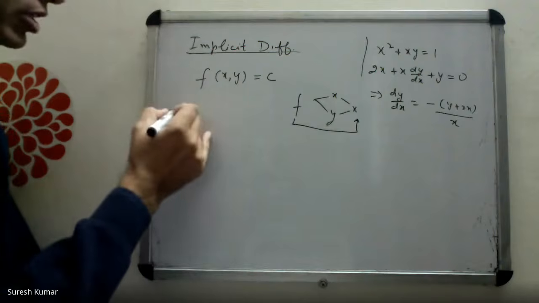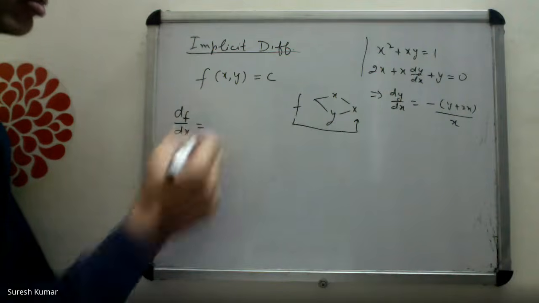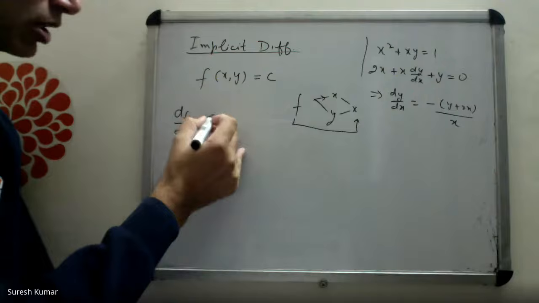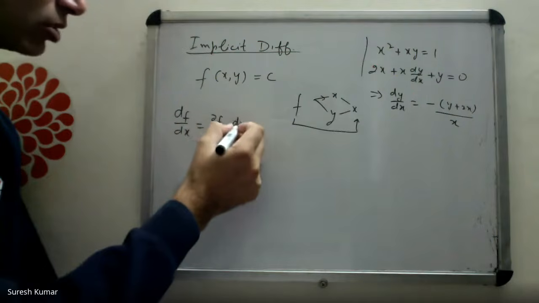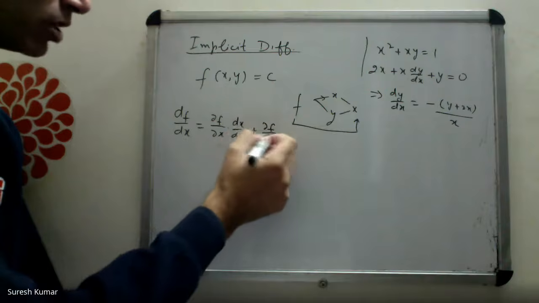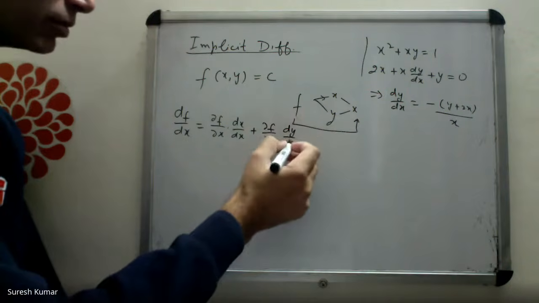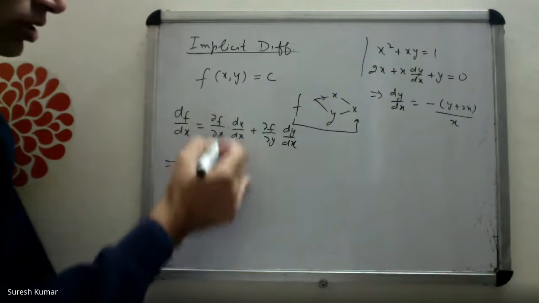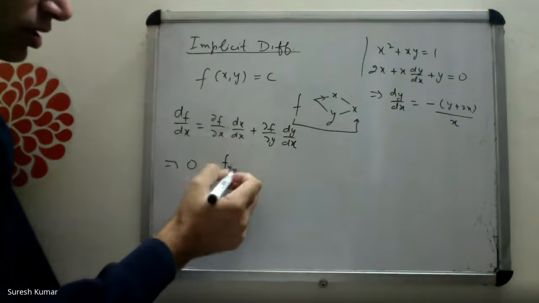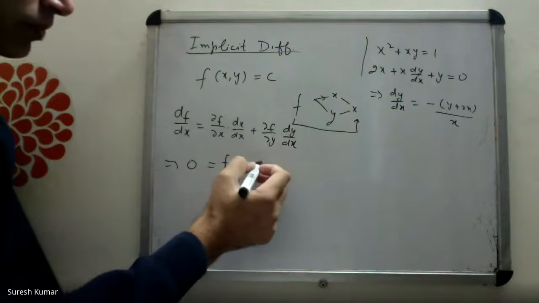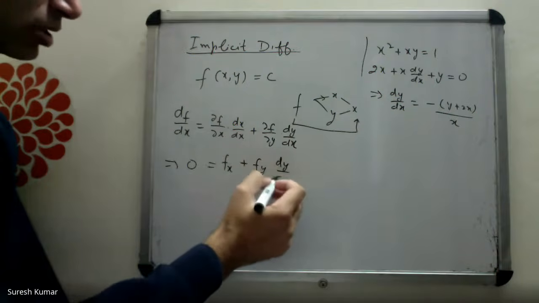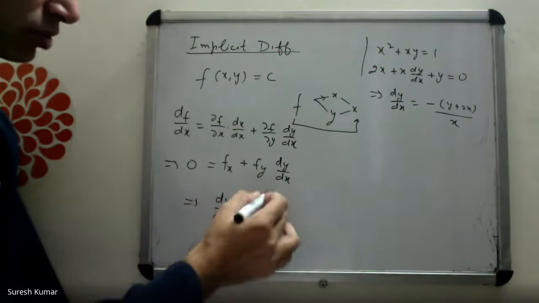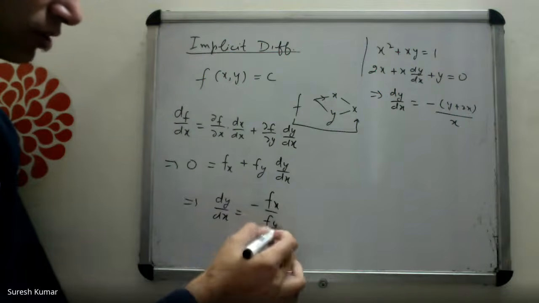So what is df over dx using the chain rule? Two parts: f to x, x to x. So you can write partial f over partial x into dx over dx, plus partial f over partial y into dy by dx. Because f is given as constant, the left hand side is 0. Let's write it in short notation: this is fx, dx over dx is 1, plus fy dy by dx. From this, you have the formula for dy by dx in terms of partial derivatives of f: minus fx over fy. Very useful formula.